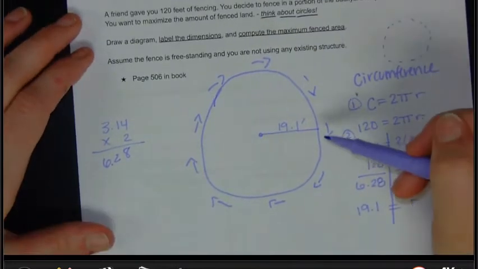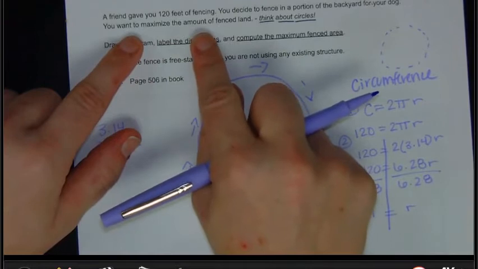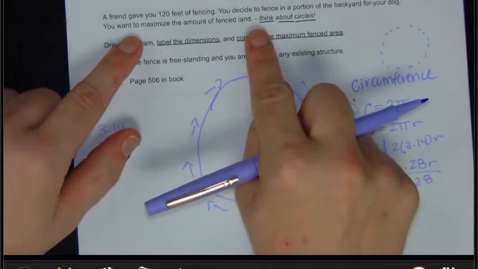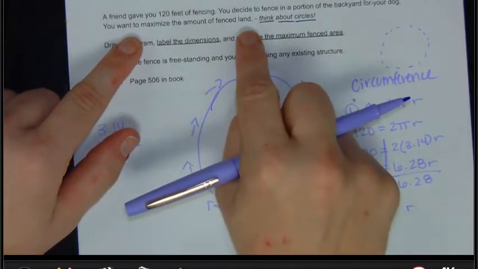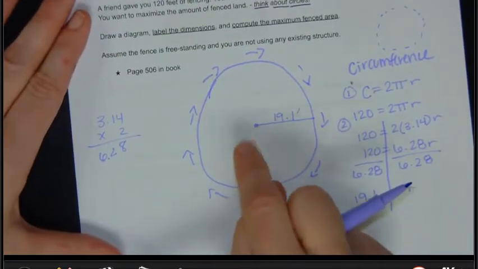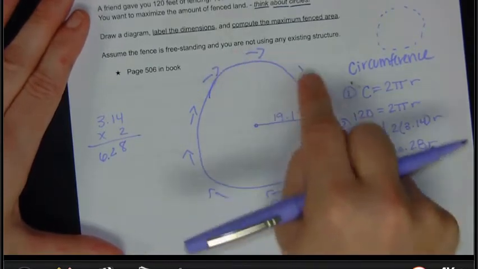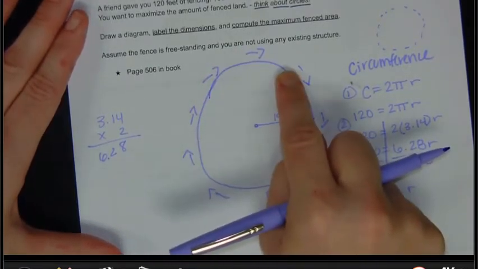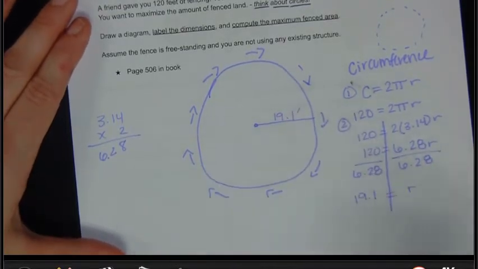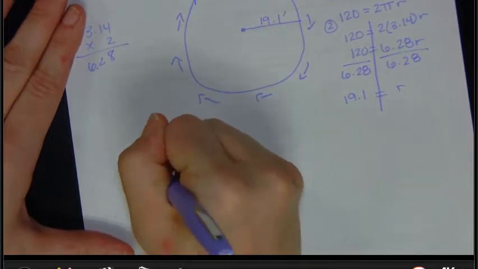Now, Ms. Roberts, why is this important? Well, look at the question. You want to maximize the amount of fenced land, meaning I want to maximize the area that the dog is going to have. To find the area, I need the radius, which is what I just found. I only have 120 feet worth of fencing, and I want to know my max area. I found the circumference, now I need to find the area of my circle.